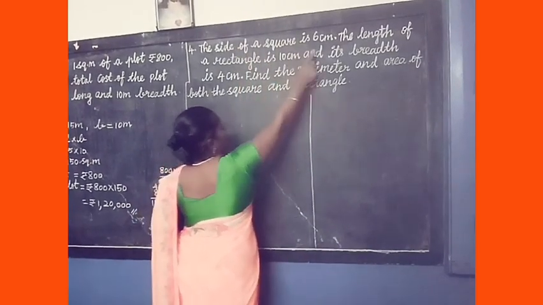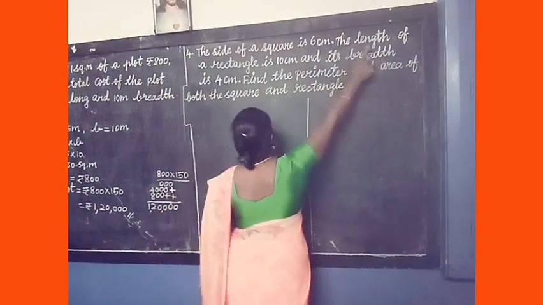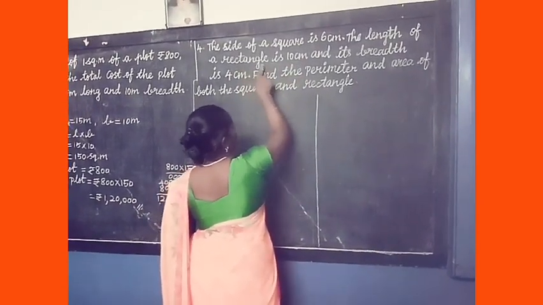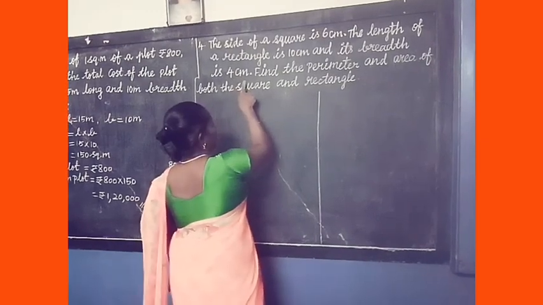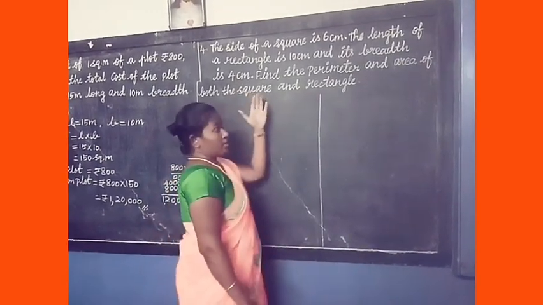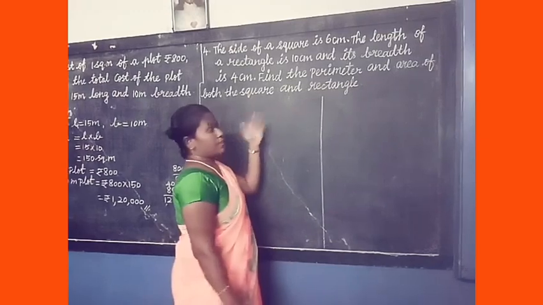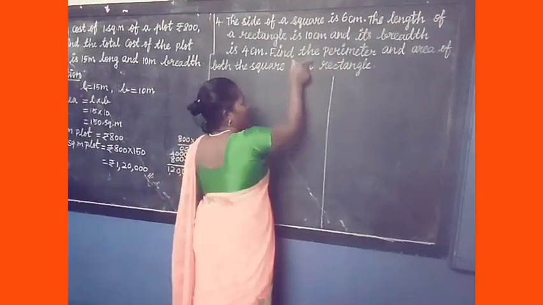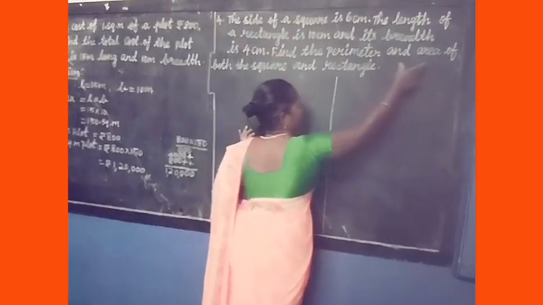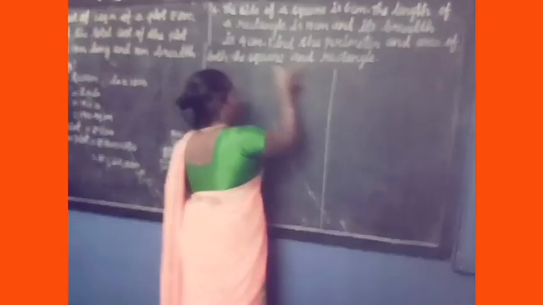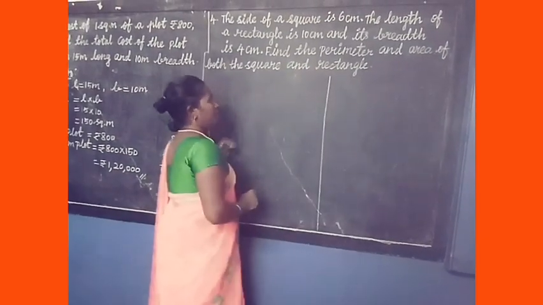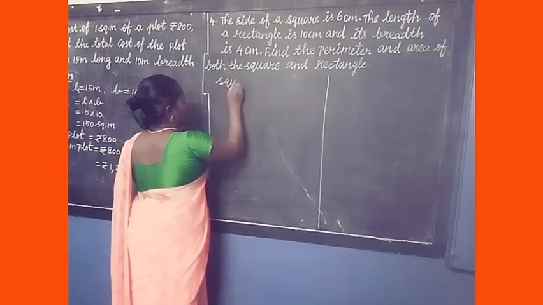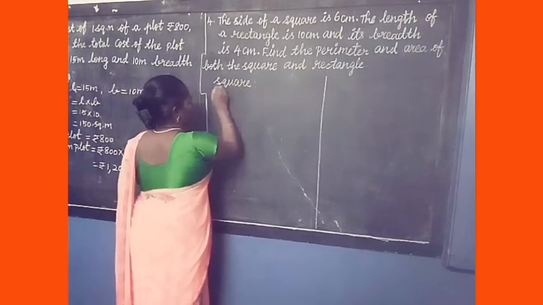So the side value is 6 centimeter, and for the rectangle shape the length value is 10 centimeter and the breadth value is 4 centimeter. So in this question, the side value is given, and the length and the breadth values are given. What we have to find is the perimeter value and area value for both shapes, square shape and rectangle shape. First we write the shape. First we have to find the square shape.